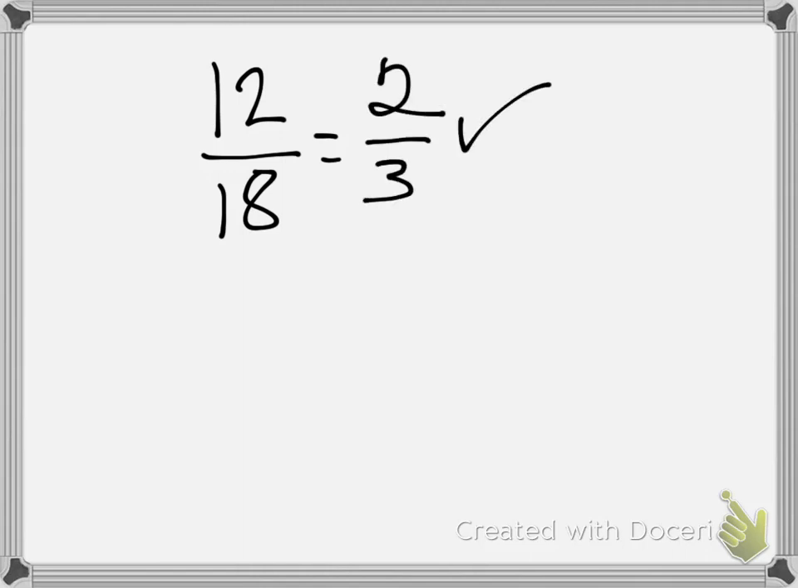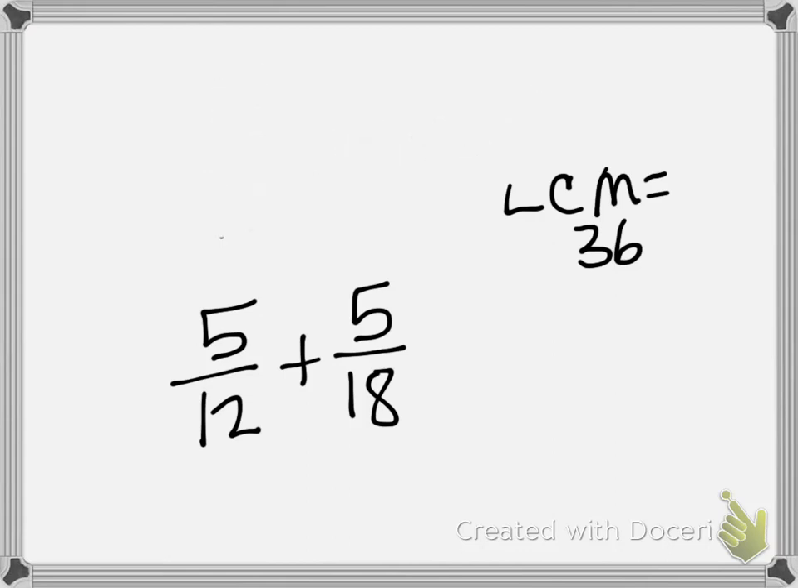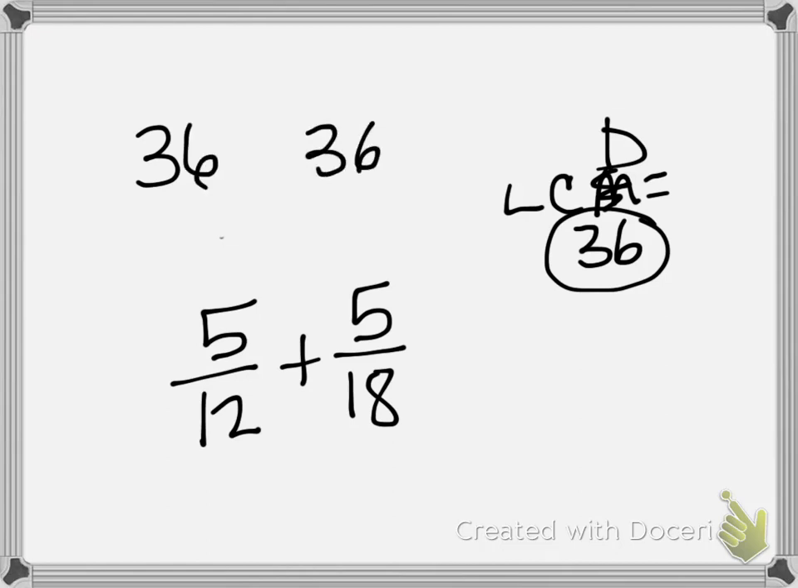So if I look at a clean board and I start with my 12 over 18, I know that with my cake I can simplify it to 2/3. I also know that if I am adding and I have 5/12 plus 5/18, by my least common multiple we found it to be 36. So when I redraw, I know my 36 has to be my least common denominator, and I can make 36 my denominator when I go to add.